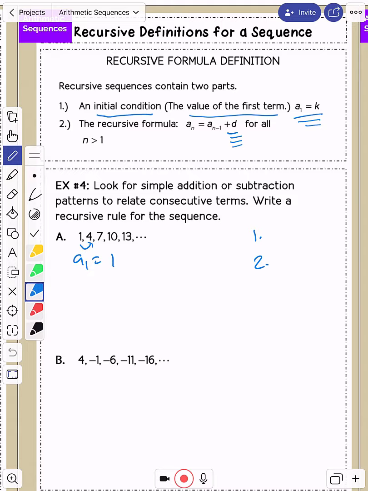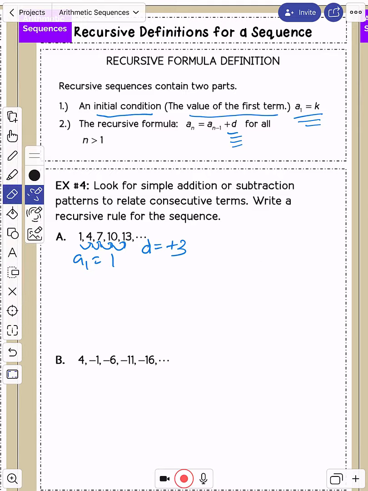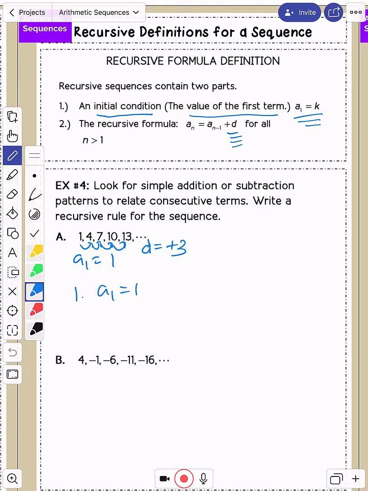D, our step each time, is equal to plus 3. So you're going to say, actually I'm going to move it to be below that. So 1, a sub 1 equals 1. And 2, you're going to write a sub n equals a sub n minus 1 plus d, which is 3. All right, let's do another one here.